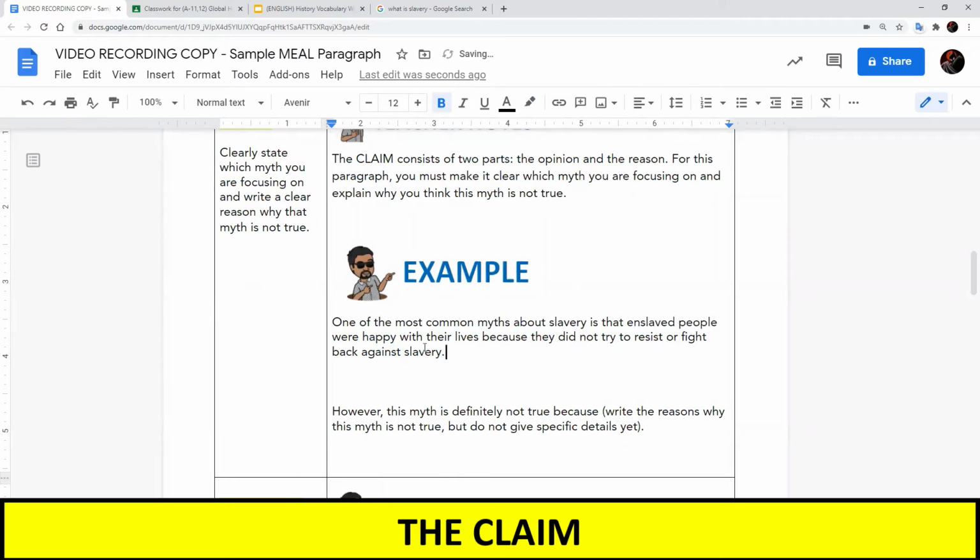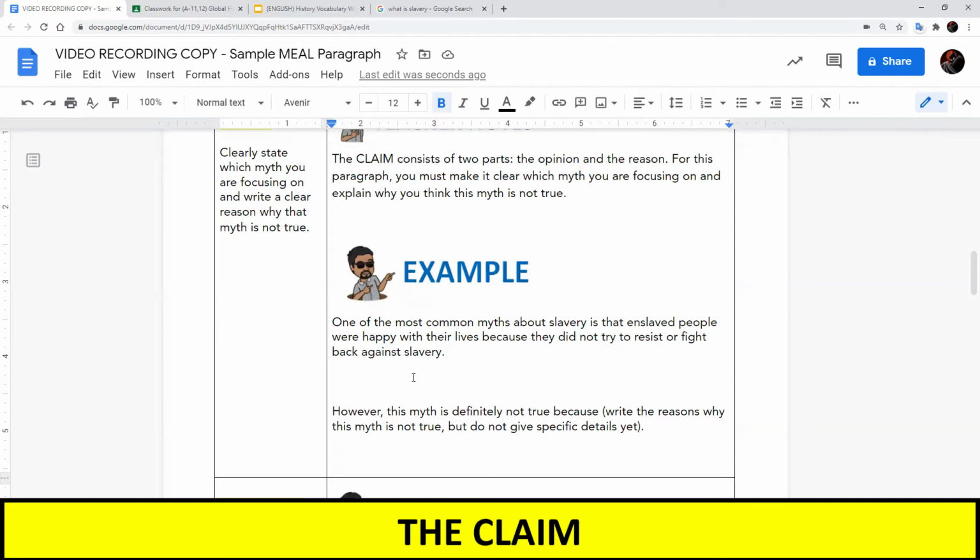All right. So now let's read it together. One of the most common myths about slavery is that enslaved people were happy with their lives because they did not try to resist or fight back against slavery. So the sentence sounds pretty natural, and it's very clearly known which myth you're talking about, which myth you will try to disprove in your meal paragraph.